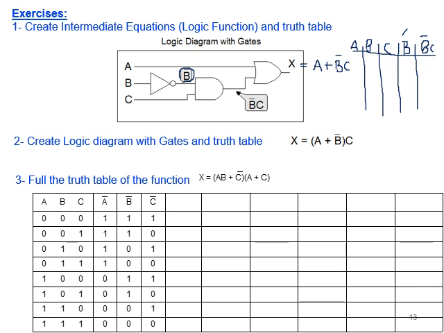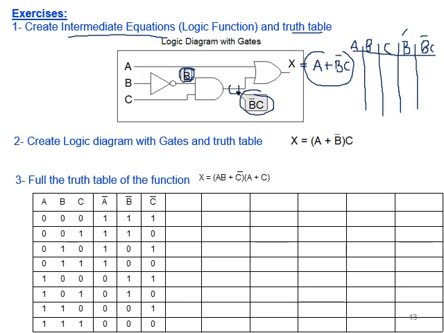As an example here, he says create intermediate equations. I got it here. This is the intermediate equation for this one, and this is for this one, and here is the output. You wrote it. Also, he says and the truth table. You need to implement the truth table here. So try to follow it. It's easy. Now the second one is create a logic diagram.